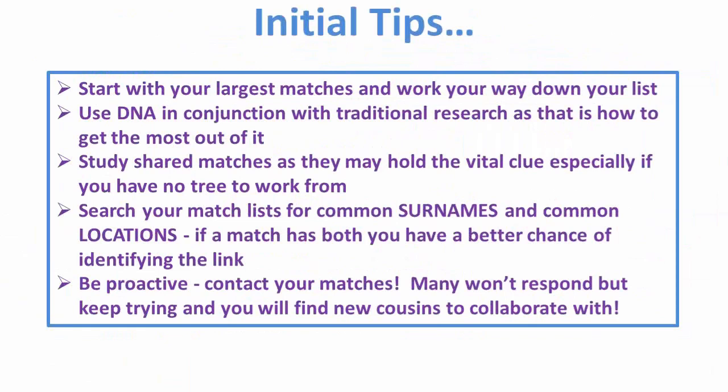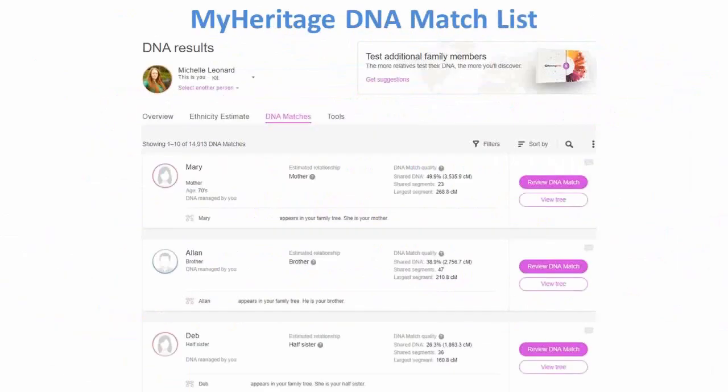Study the shared matches because they could hold vital clues, especially if you've got mysteries to solve. And search your match lists for common surnames and common locations. If a match has both, you've got a better chance of identifying that link. And be proactive. Contact your matches. Try to make connections. Many won't respond, but keep trying and you will find new cousins to collaborate with.